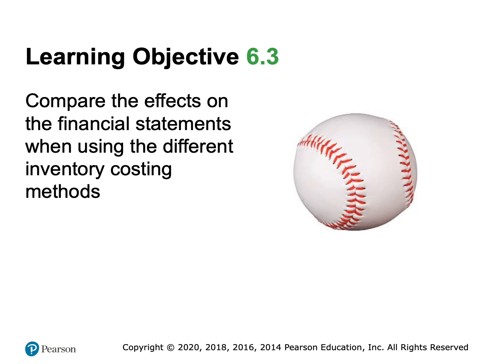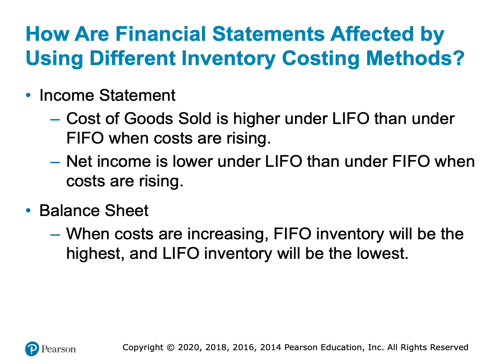So let's compare, we talked about this a little bit, but let's compare the effects on the financial statements of the different methods. We said that on the income statement, assuming prices are rising, cost of goods sold is highest under LIFO. High cost of goods sold is an expense, and high cost of goods sold gives me low profit or low net income. So LIFO is going to give me highest expenses and lowest profit. FIFO is going to give me lowest expenses and highest profit.